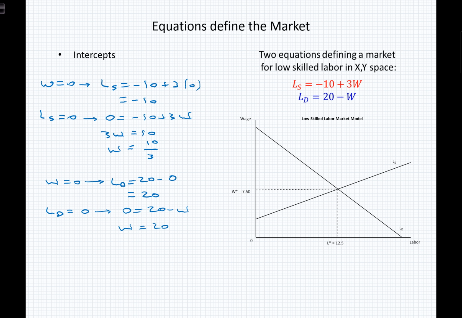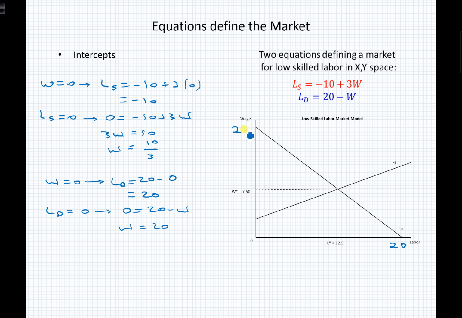Now, notice that in this case, we end up with the same value each time. That is simply coincidental based upon the structure of this equation. Were this equation structured differently with different values, we would not end up necessarily with the same value for each of these. So what this is telling us is on the labor demand relation that when W equals 0, which is here, labor demand is 20. So this is 20. And when labor demand equals 0, then W equals 20.